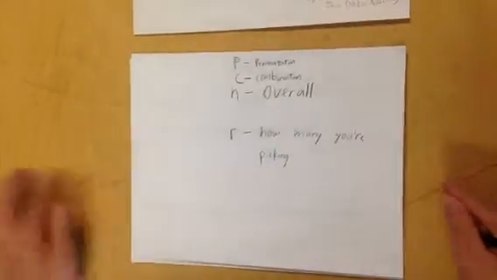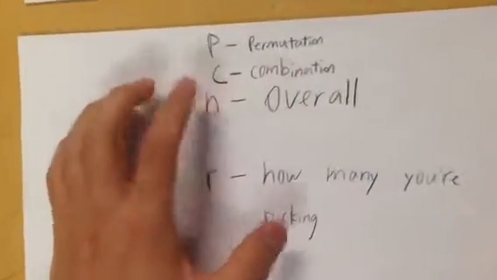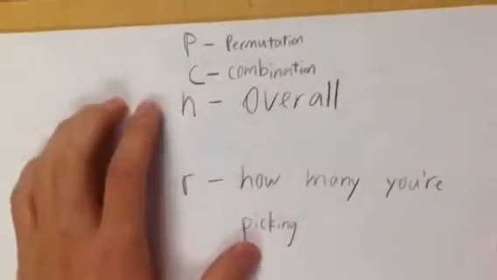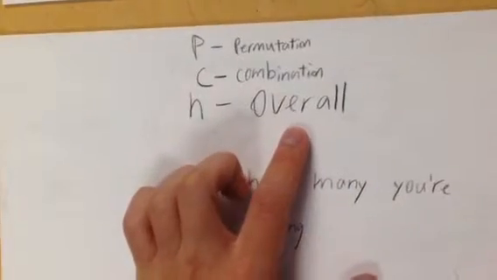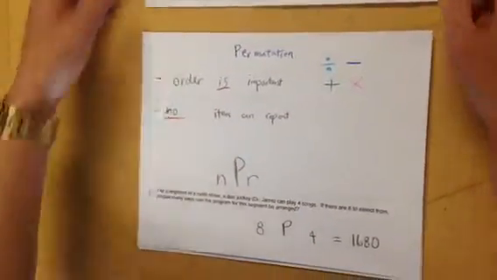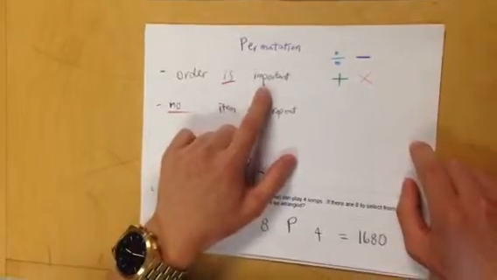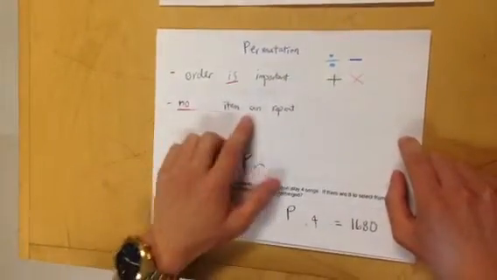So first you have to know the symbols. The P represents permutation and C represents combination. N means the overall sample size you're choosing, and R represents how many you're picking. First, we talk about the permutation. For permutation, order is important, but no item can repeat.